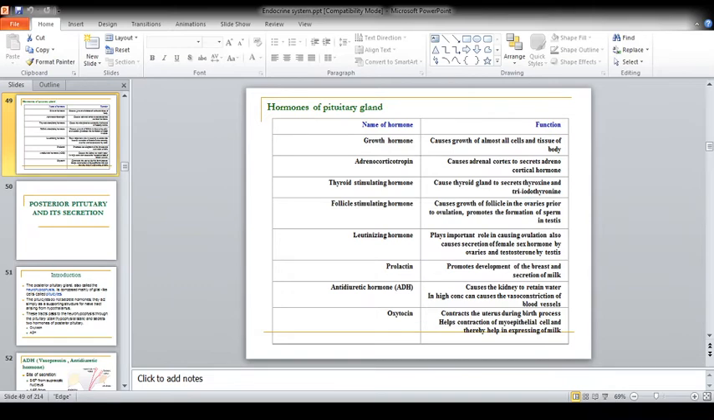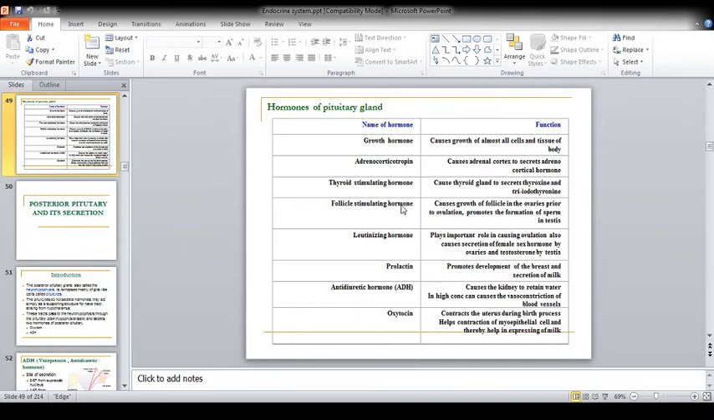So how does the ADH work? ADH goes and attaches to the kidney's collecting tubules, and it would convert the ATP into cyclic AMP. So ADH works via the cyclic AMP pathway. It works via Gs type of receptors.